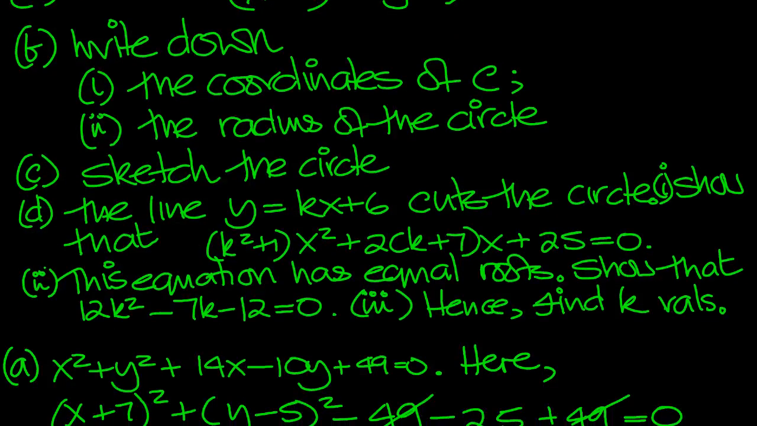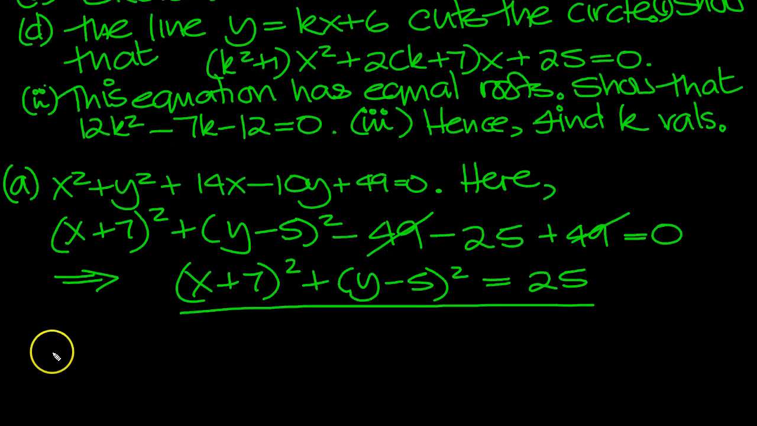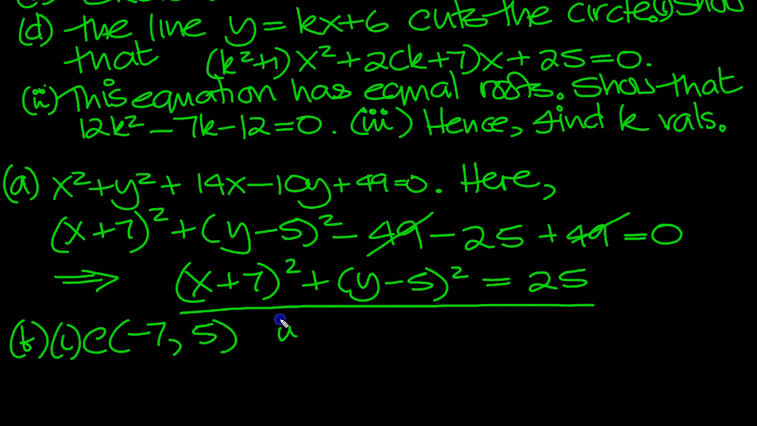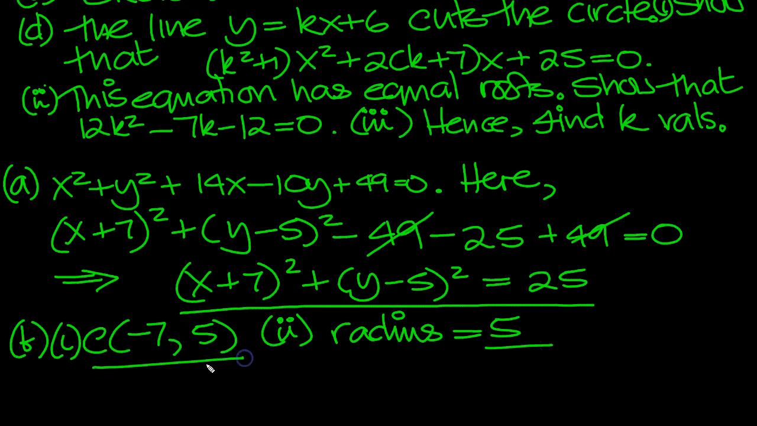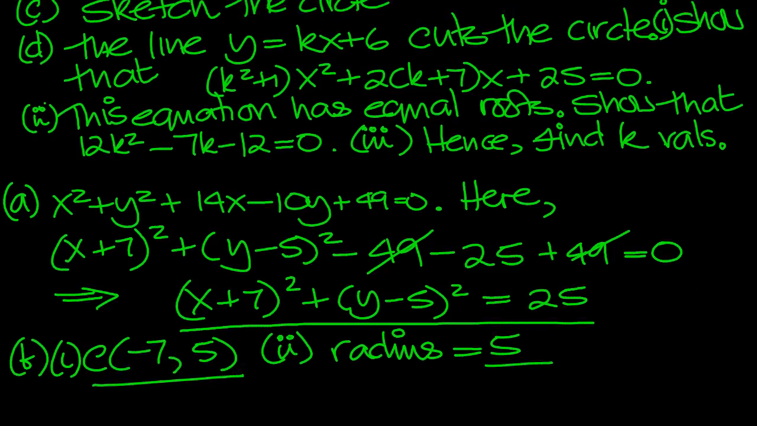Write down the coordinates of the centre and the radius of the circle for part B. The centre C is at minus 7 and 5, isn't it? And that's part 1 and part 2. The radius is the square root of 25, which is 5 units. So there's B. Now part C.